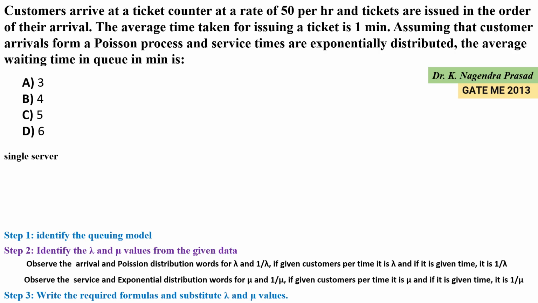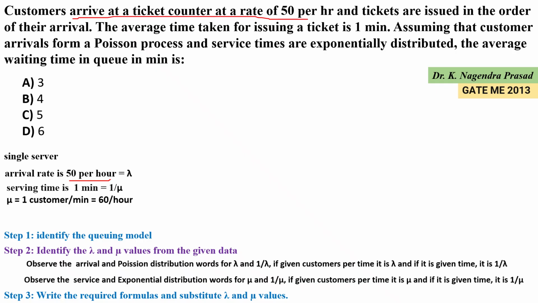So here it is a single server queuing model and the arrival rate is given. Customers arrive at a ticket counter at a rate of 50 per hour, so lambda is 50 per hour. Also the service time is given: the average time taken for issuing a ticket is 1 minute. So service time is 1 minute, which is equal to 1 by mu. Then mu equals 1 customer per minute, but lambda is given in hours, so we have to convert: 60 customers per hour.